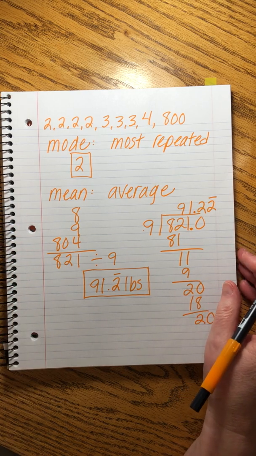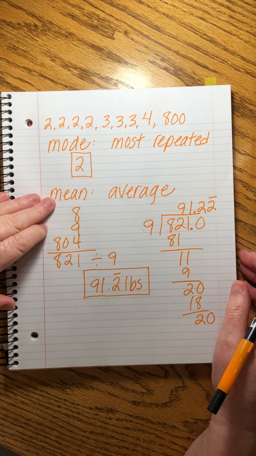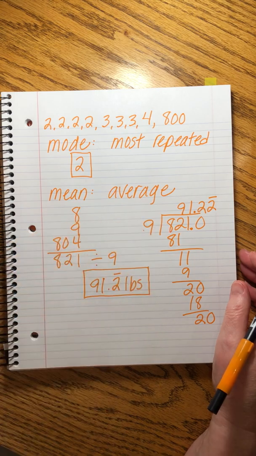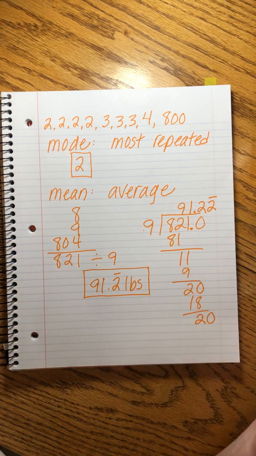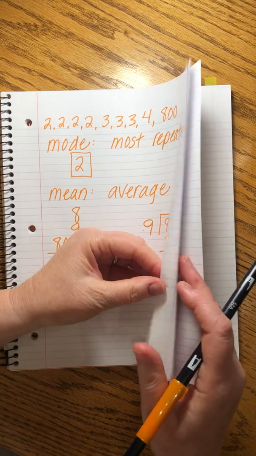Range, median, and mode have new rules, but they're very easy to calculate. Mean is an old calculation that we're familiar with, but it's just more of a pain, right? Because we get decimals and icky things like that. So, all right, let's do another one.